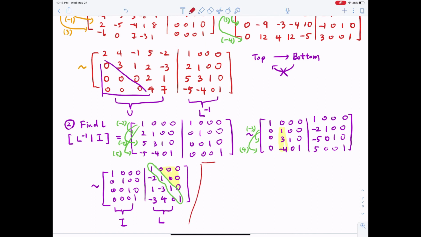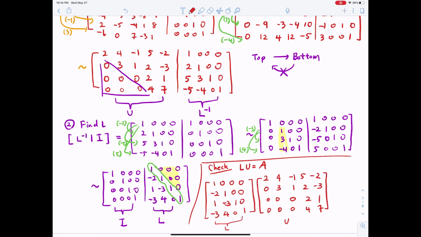So you can really check whether L times U really gives you A. For example, calculate the product of L and U and check by yourself that you really get A if you take the product of these two matrices.